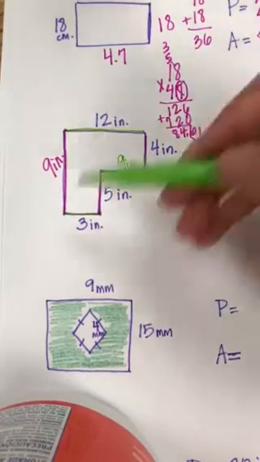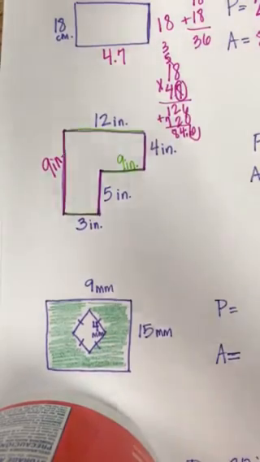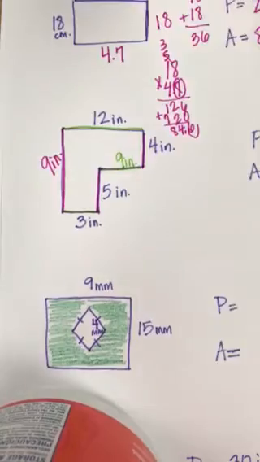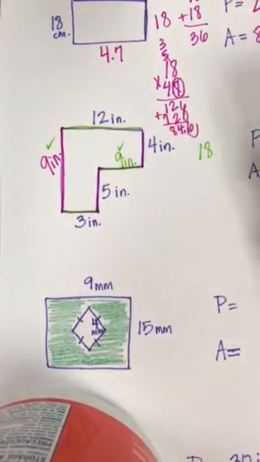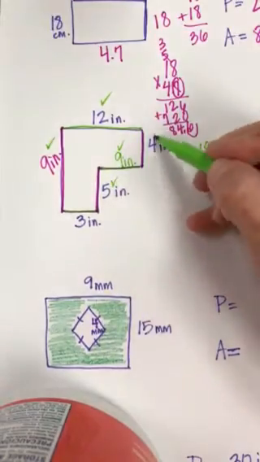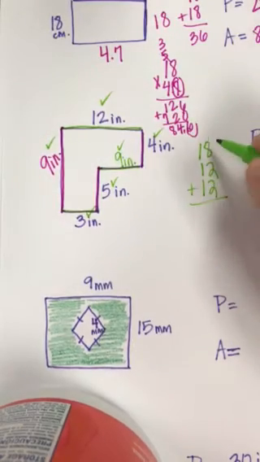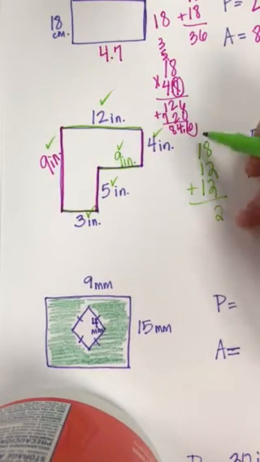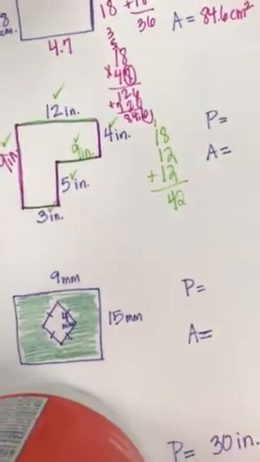So to find the perimeter, I have to make sure I add everything up and don't forget to include all of my numbers. And I look for things that are kind of easy to add. So I have 9 and 9 makes 18. Then I'm going to go ahead and put my 12 in there. And then 5 and 4 is 9, plus 3 more is 12. Add that up, 8, 9, 10, 11, 12, 1, 2, 3, 4. My perimeter is 42 inches.